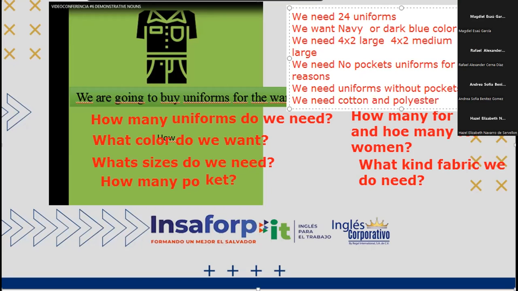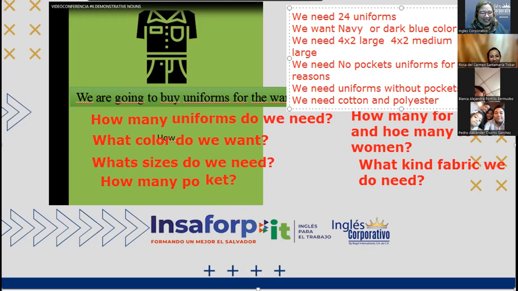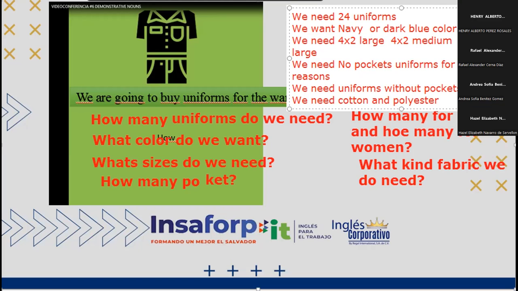A ver, ¿todos están despiertos? No, teacher, I'm here. No, ya me dormí. I'm here, teacher. Okay, good. Nice. Bien, entonces, como ya hicimos este, ¿verdad? Ya hicimos este. Voy a borrar los dibujos, ¿sí?